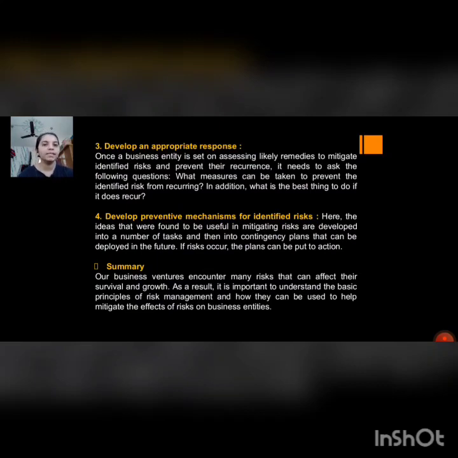Summary: our business ventures encounter many risks that can affect their survival and growth. As a result, it is important to understand the basic principles of risk management and how they can be used to help mitigate the effects of risk on business entities.